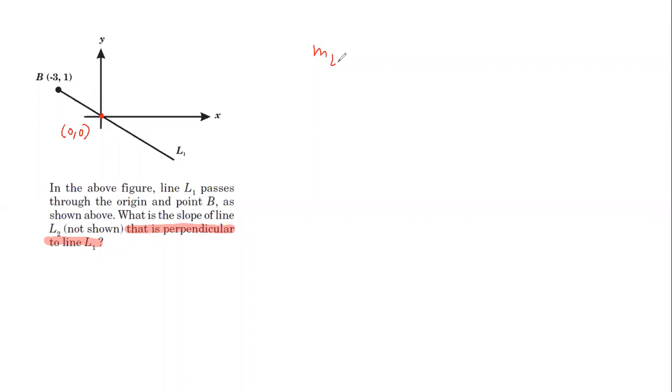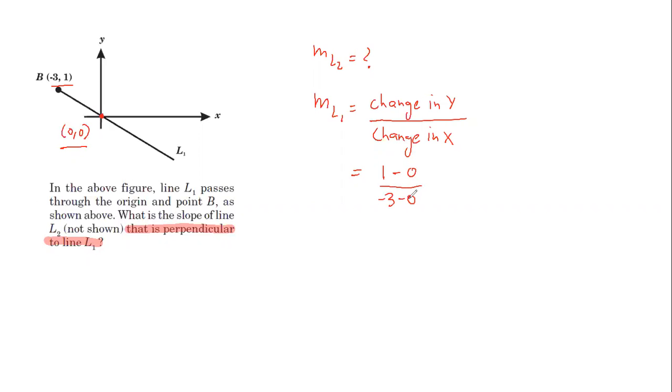They have mentioned that L1 and L2 are perpendicular. So guys, can I figure out the slope of line L1? Yes, because that's simply change in y over change in x, and I know two coordinates on line L1, that is (-3, 1) and (0, 0). So I can directly apply it. Change in y, that's y2 minus y1, over x2 minus x1. So the slope comes out to be -1/3. That's the slope of line L1.